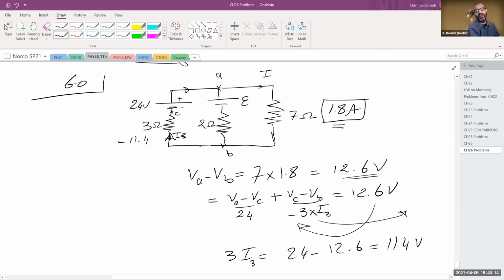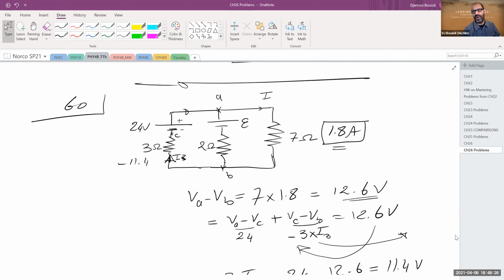Because that's how they want the current there. They want 1.8 amps. So this voltage drop between A and B, I can calculate it from here, and I'm going to find it to be 12.6. Okay? So how much is the current I3?